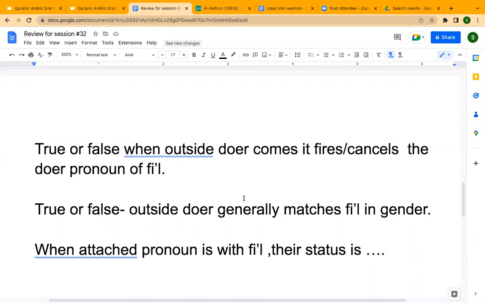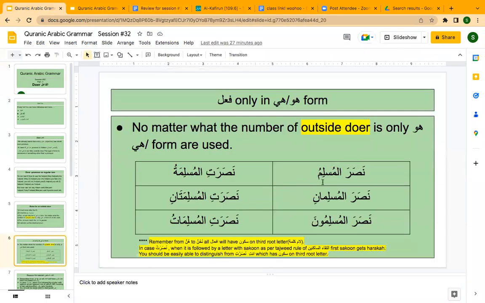Yes, it does, right? When I was showing you the table in our last session, see how al-muslimu, al-muslimani, al-muslimuna were after nasara. Nasara has huwa inside it, and al-muslimu is masculine, al-muslimani is masculine, al-muslimuna is masculine. Nasara, huwa is referring to the pronoun he. When it comes to nasarat, it is referring to she. Hiya is referring to the she that is sitting inside nasarat, which is invisible. However, it is there. And you can see the outside doer in all three cases, no matter what the number was, were all females, right?